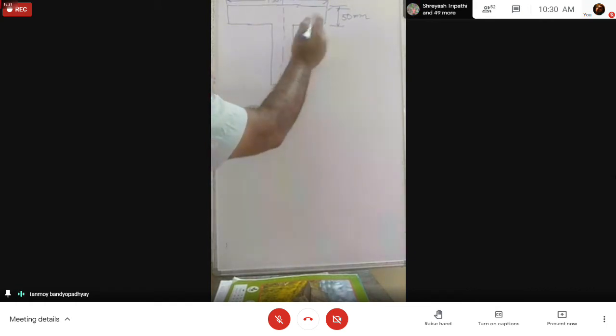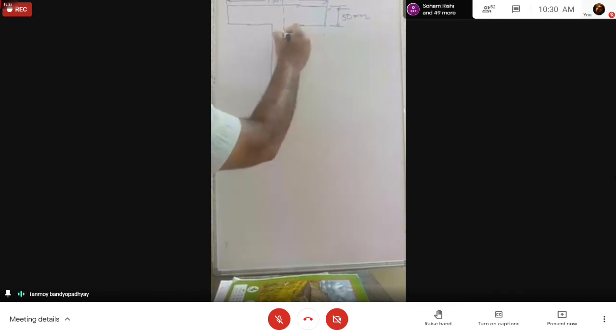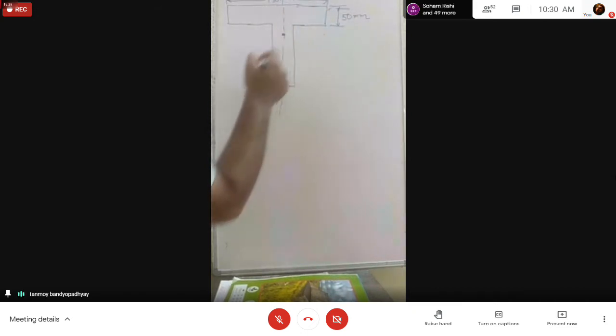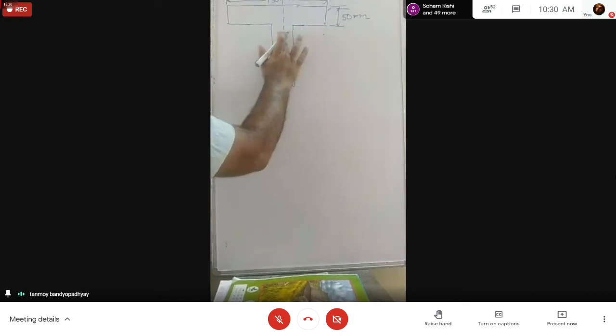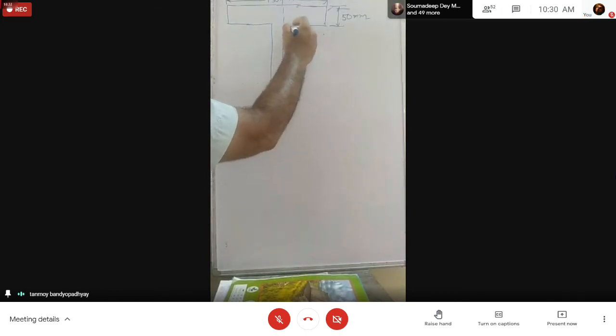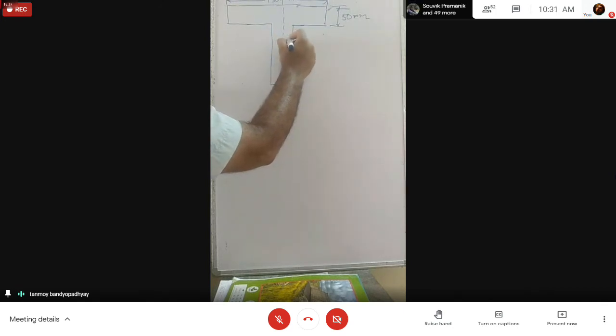As you can understand, since there is higher mass or higher area on the upside, the centroid will be somewhere closer to the upper side. Okay, so it will be somewhere around here. This is the T here. So this will be somewhere around here. Okay, so let's call it G.